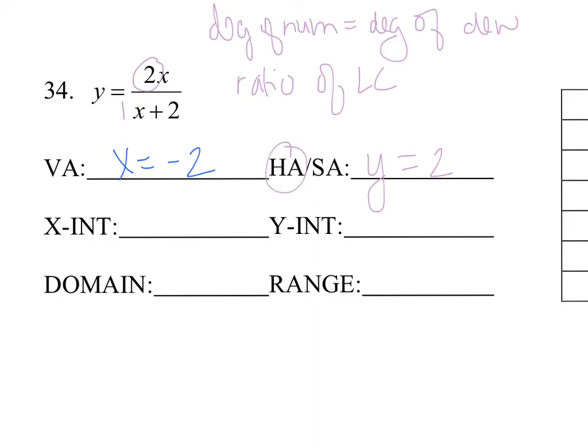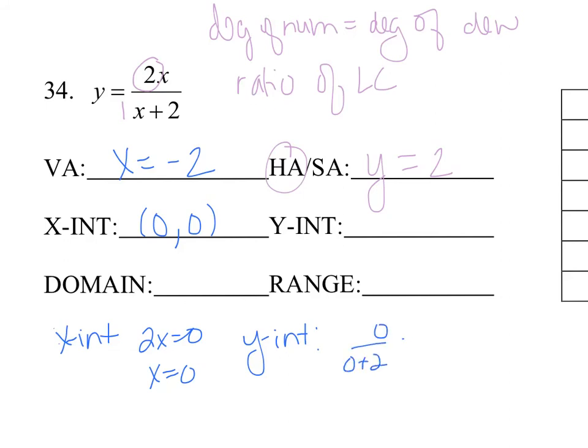For the x-intercept and the y-intercept, let's do the x-intercept first. For the x-intercept, you set the numerator equal to 0, and you write it as an ordered pair. For the y-intercept, you take 0 and plug it in for each x value, you get 0. Now, a little side note here. When the x or the y-intercept is 0, 0, then it should follow that the other one is also 0, 0. If it's not, you made a mistake somewhere.